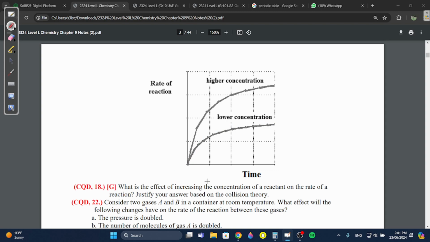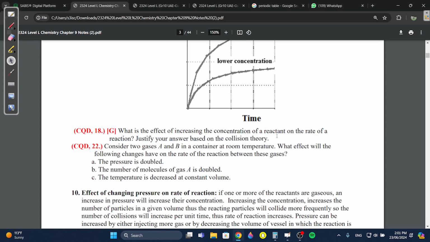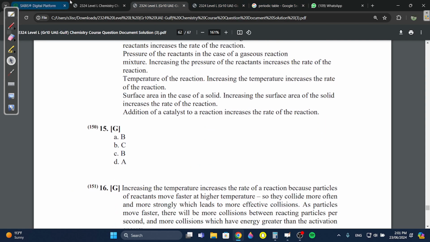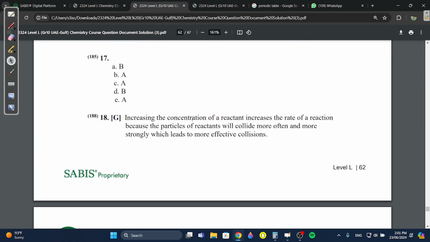CQD 18. What is the effect of increasing the concentration of reactant on the rate of a reaction? Justify your answer based on the collision theory. So you have to explain. If you increase the concentration of reactant, then the rate of reaction will increase, because there will be an increased number of particles in a given volume, thus there will be an increased frequency of collisions, therefore the rate will increase. Let's check CQD 18. Increasing the concentration increases the rate of reaction because they will collide more often and more strongly, which leads to more effective collisions. If you mention anything to do with collisions that makes sense, you'll get it correct.